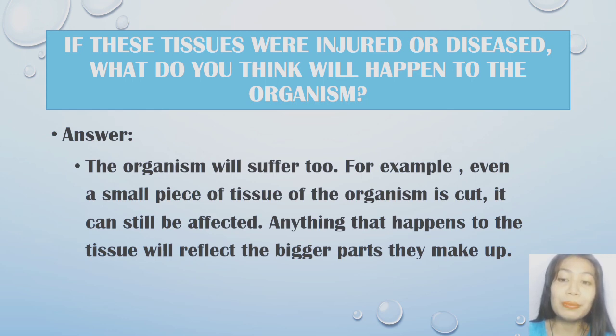For example, even if a small piece of tissue of the organism is cut, it can still be affected. So anything that happens to the tissues will reflect on the bigger parts they make up. Because all the parts of our body, all the organ systems, are interconnected with each other and they are working with each other. So if there were damage, it will reflect on the bigger parts that they make up.